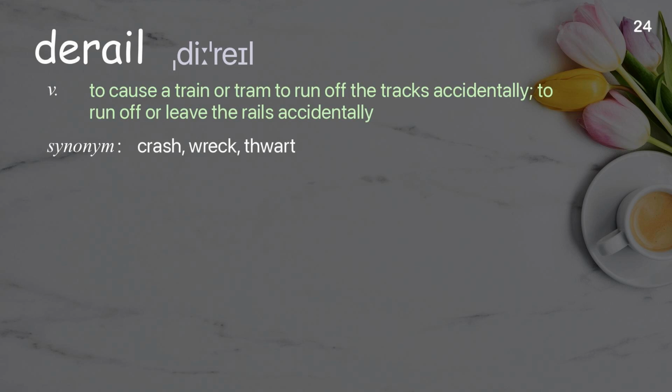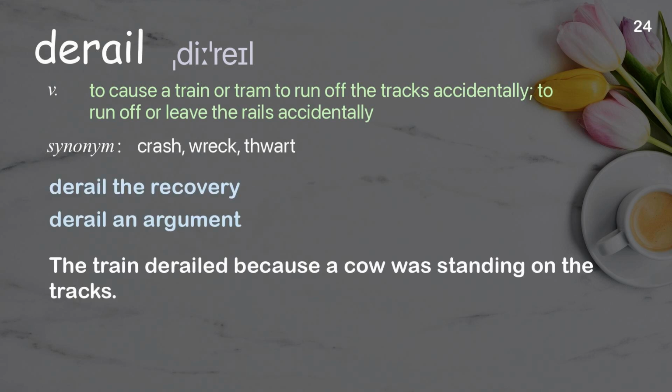Derail. To cause a train or tram to run off the tracks accidentally, to run off or leave the rails accidentally. Examples: Derail the recovery. Derail an argument. The train derailed because a cow was standing on the tracks.